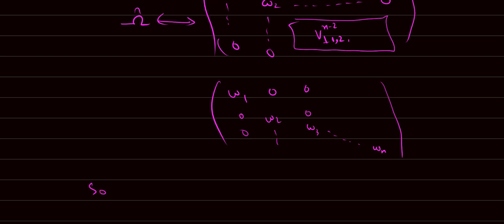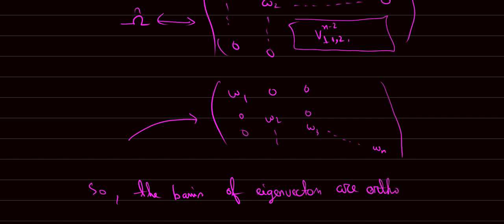So the operator can be written in a diagonal matrix in matrix representation, and the basis of eigenvectors are orthonormal. This is our proof.